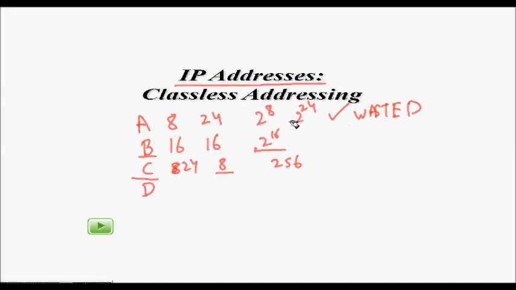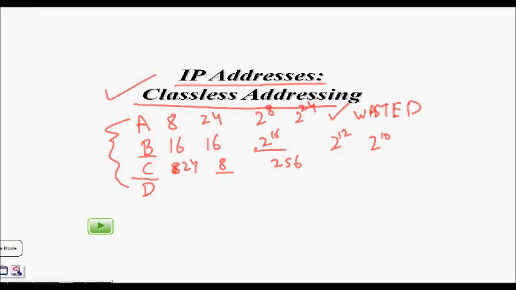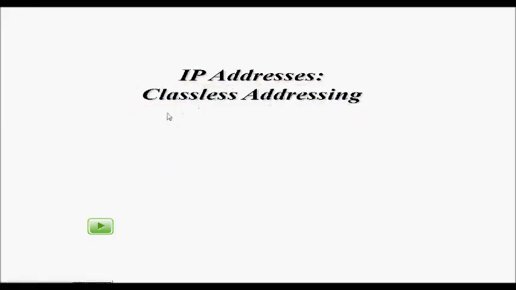It was kind of rigid, that only these classes are there. What if I want 2 to the power of 12 hosts? It's not allowed here. What if I want 2 to the power of 10 hosts? Again, not allowed. So if I want to be flexible enough, what should I do? Here is the solution: classless addressing. It provides you with different sizes of your network.